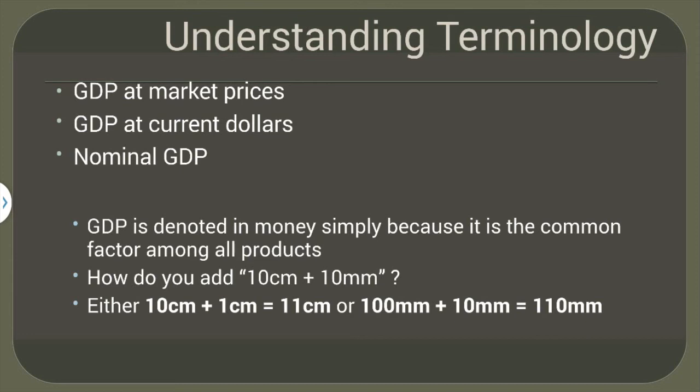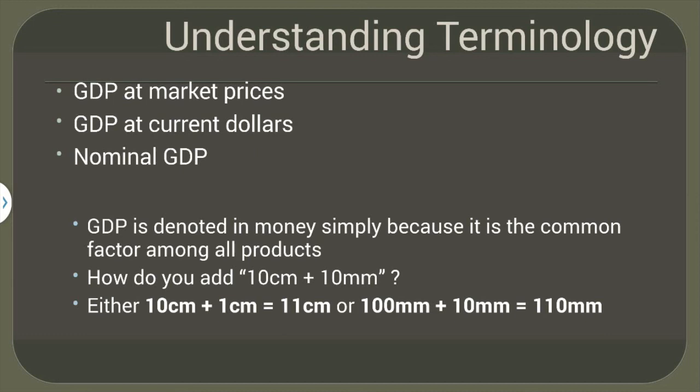Every good, every service has a different unit of measurement. The only common denominator, the only common unit that can be used as a measurement throughout all goods and services that would allow us to tally them and get a summative figure would be dollars and cents. Money is the only common unit of measurement that we can use. Hence, GDP, GNP, NNP, NDP, national income, they are all denoted in terms of dollars and cents.